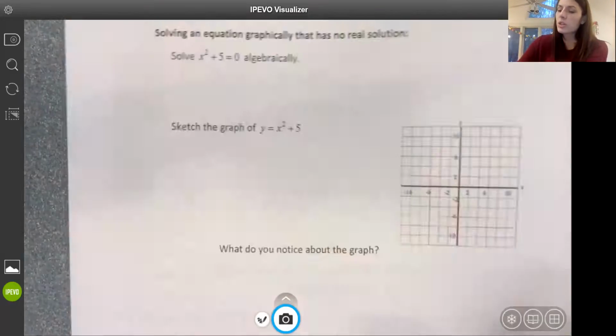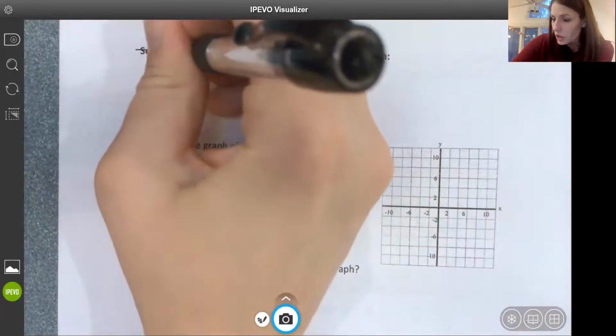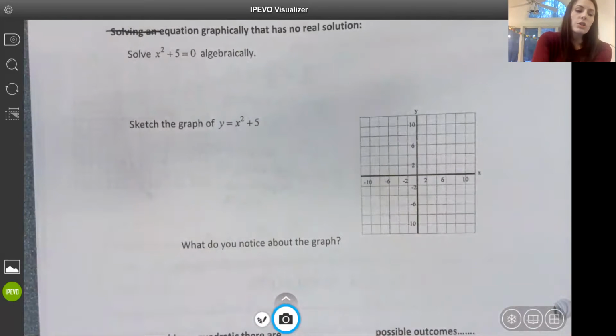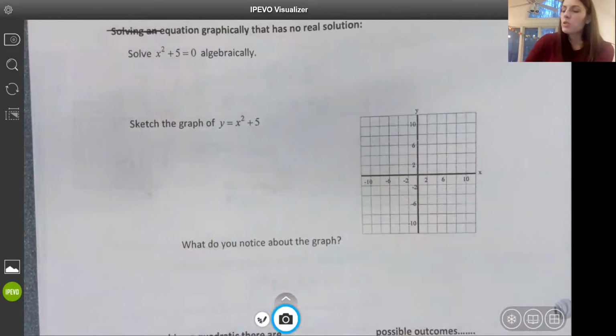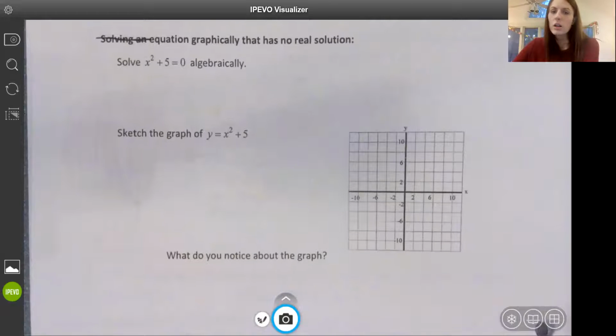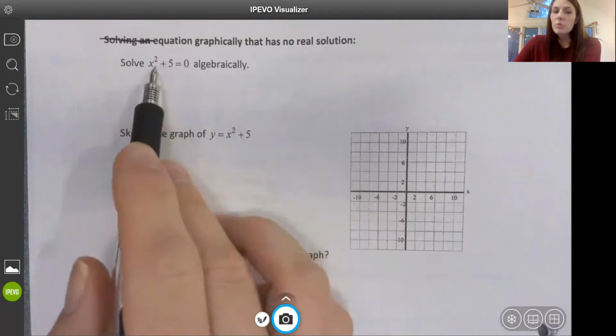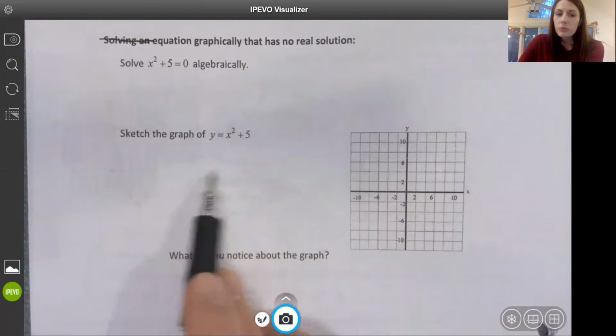I want you to cross this off because we're not going to be solving an equation graphically, but equations graphically that has no solution. So mentioned before when we were working in Zoom classes, there's going to be times that our graph doesn't cross the x-axis. So I'm going to skip this first part and go right to here.